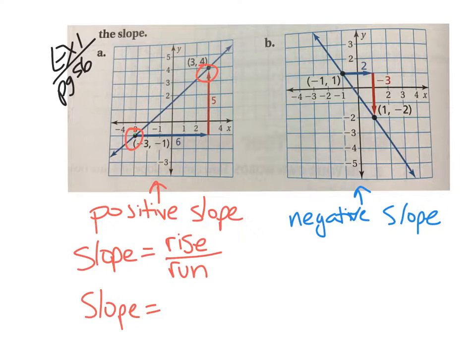So starting right here, I go up how many? 1, 2, 3, 4. I went up 5. And then to the right, how many? 6. Does everybody agree with him? Yeah. So my slope is 5/6. That's it? That's it.